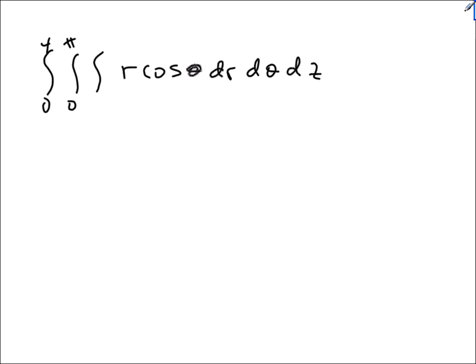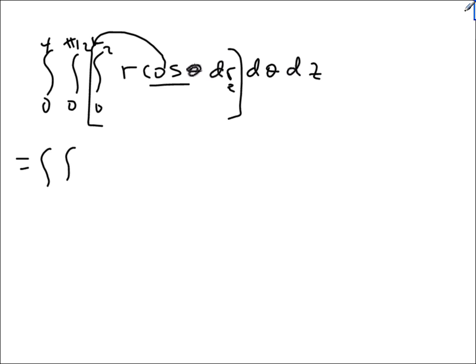So like always, we do the innermost integral first. That is, we do that integral. It's in terms of r, so cosine theta is just a constant. If you like, you can bring it in front of the integral sign, cosine theta. So this is no longer here. Well, when we integrate r dr, we get r squared over 2. In this case, from 0 to 2.